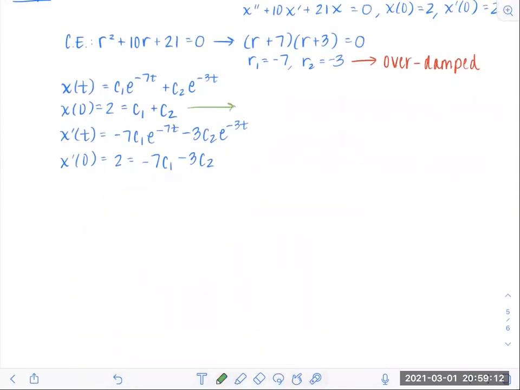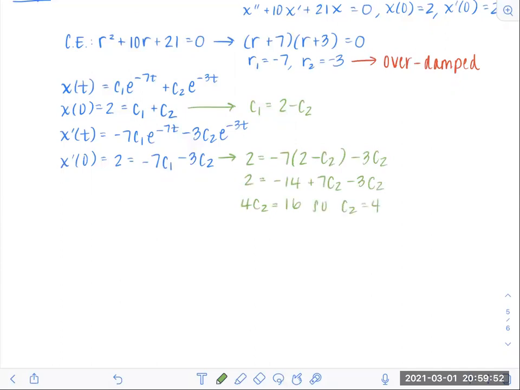I'm going to solve by substitution. If I let C1 be 2 minus C2, then I can plug it into the x prime equation. 2 equals negative 7 times (2 minus C2) minus 3 C2. So I have 2 equals negative 14 plus 7 C2 minus 3 C2. So 4 C2 equals 16. And so what we get here is C2 equals 4.